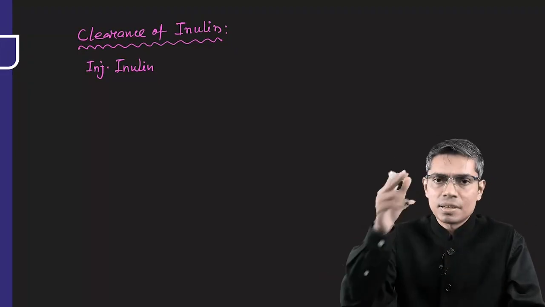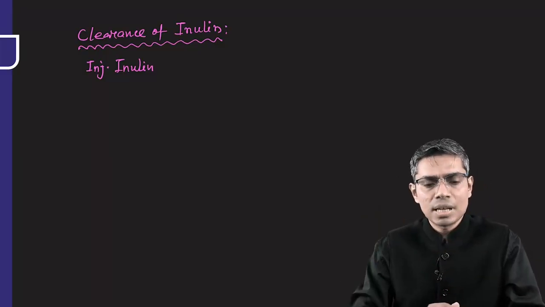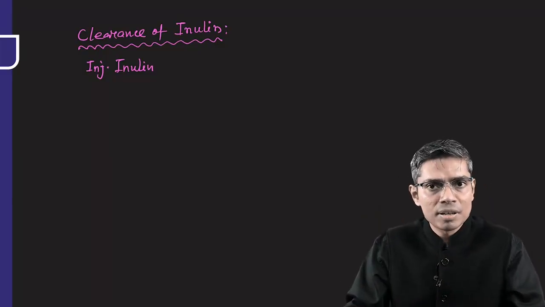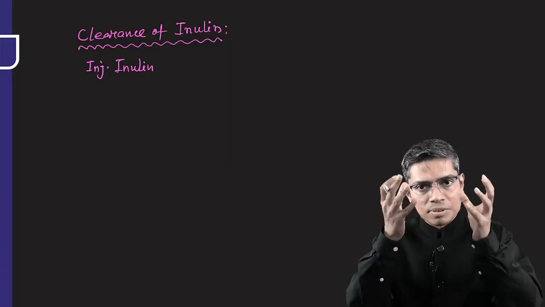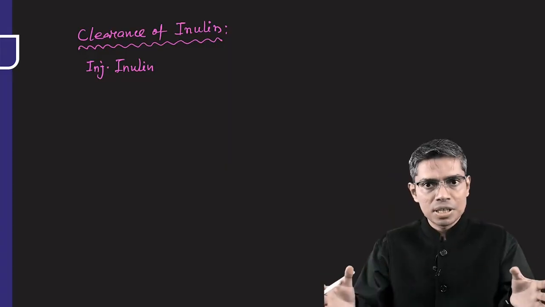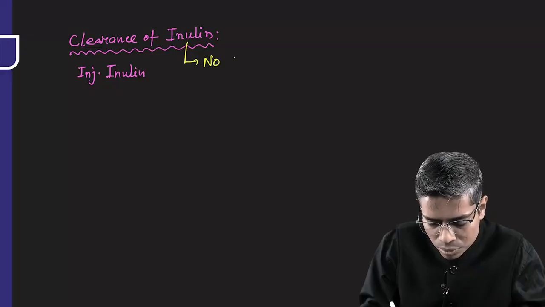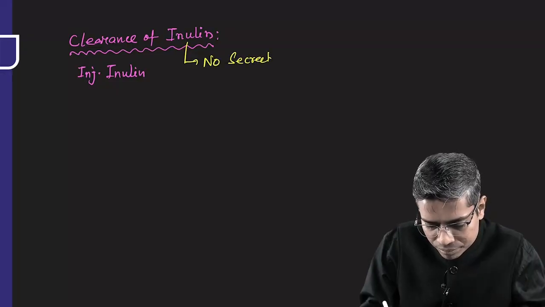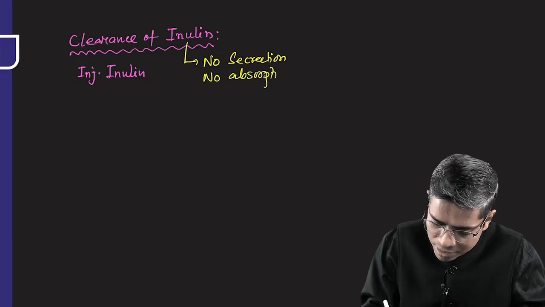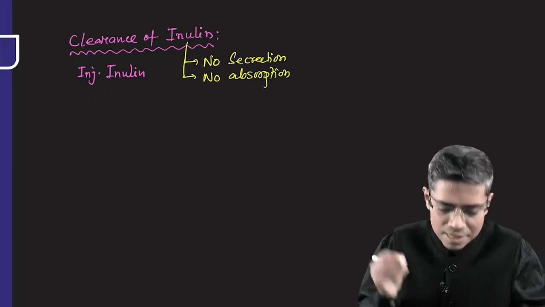Then that inulin will be circulated through your circulation, and then it will reach the level of your glomerular capillary. And then there will be filtration, then no absorption, no secretion. So I'm writing here because you must remember that there is no secretion and no absorption. Obviously there will be filtration because it's a freely filterable substance.